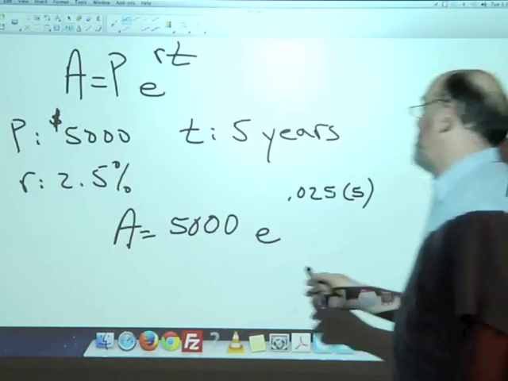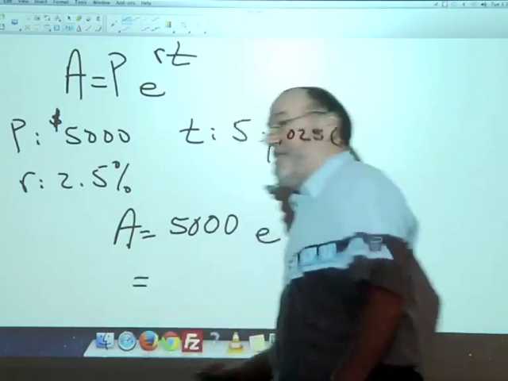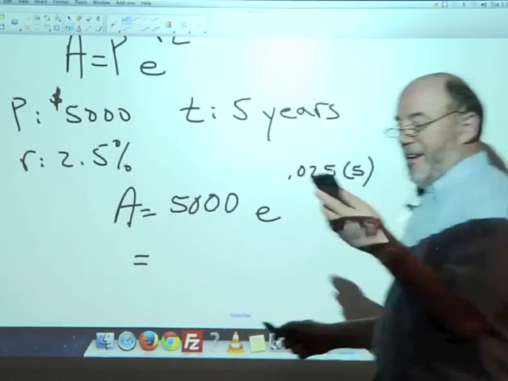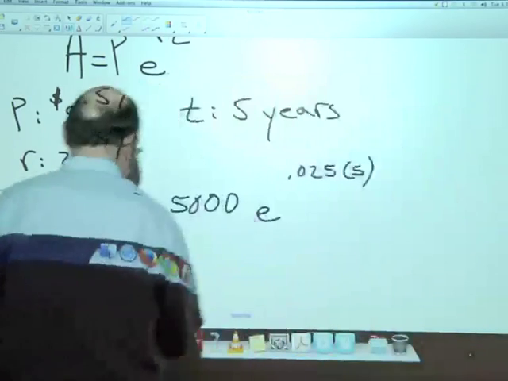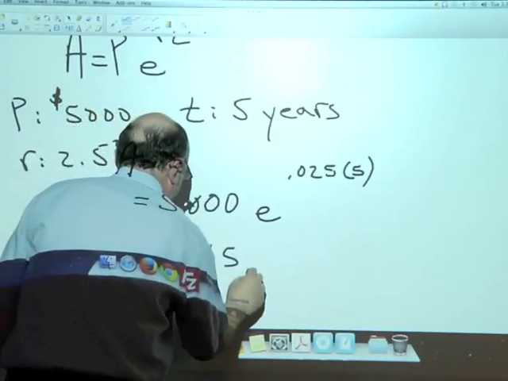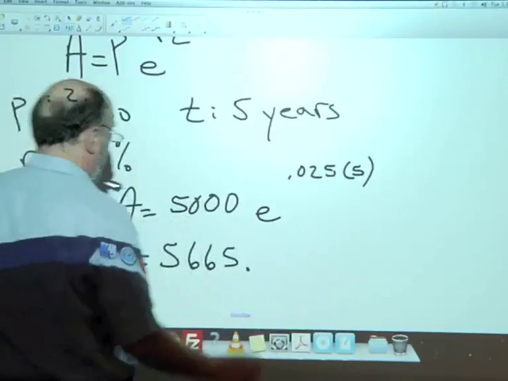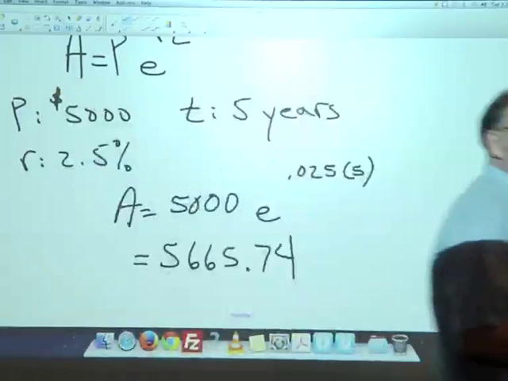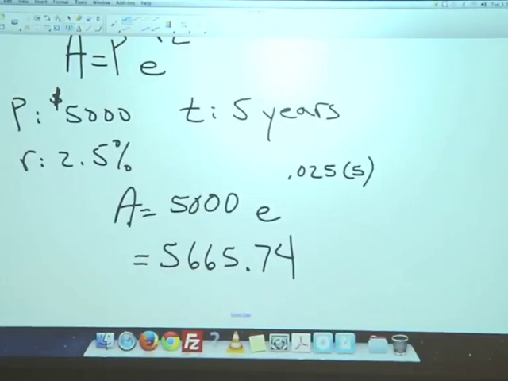And so now, with continuous compounding, your money really grew, and you're now up to $5,665.74. Much better. You made 73 cents more. Don't spend it all in one place.